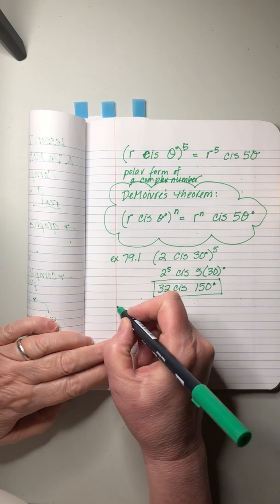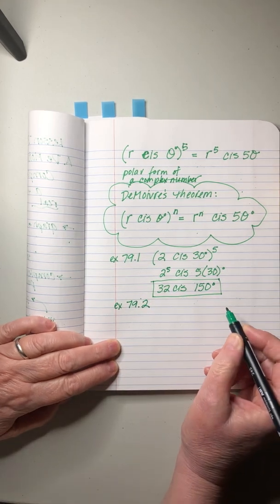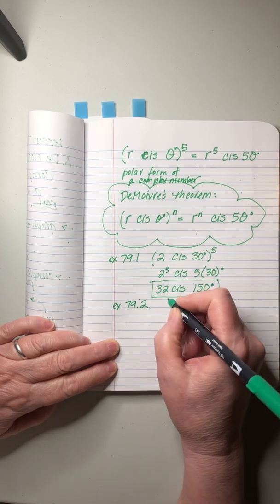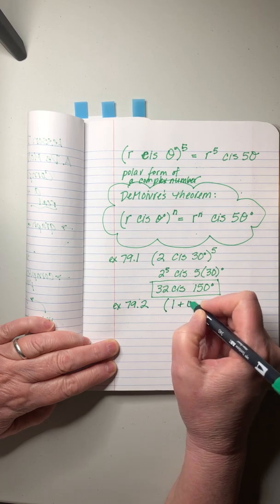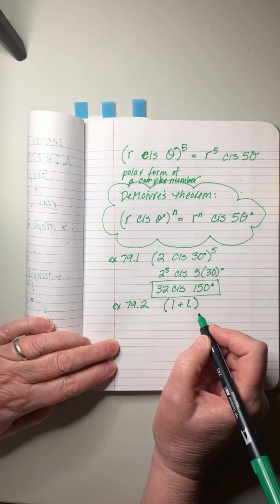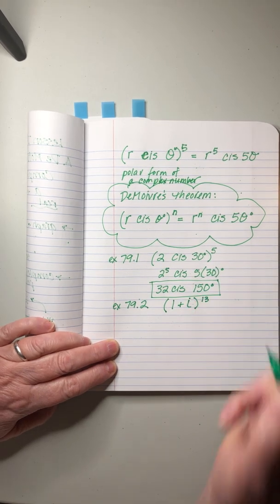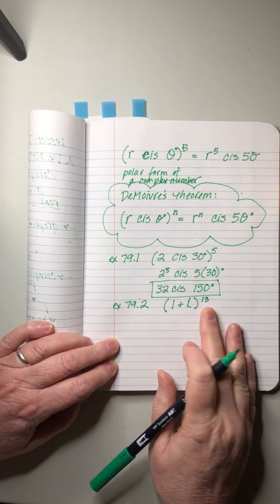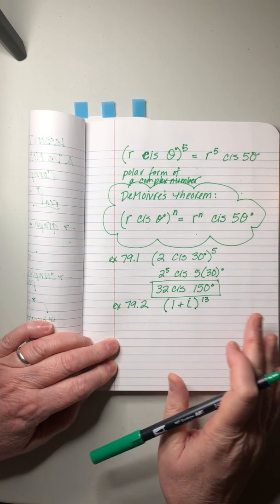Okay, example 79.2. It says use Demoivre's theorem to find 1 plus I to the 13th. What? What in the world? What are we even doing here, right? First of all, the 13th, that's scary, but look, our numbers are really simple, so don't worry about that.